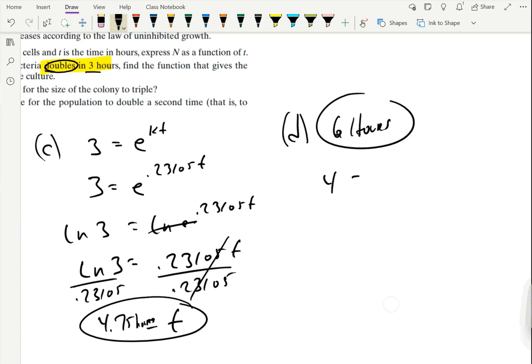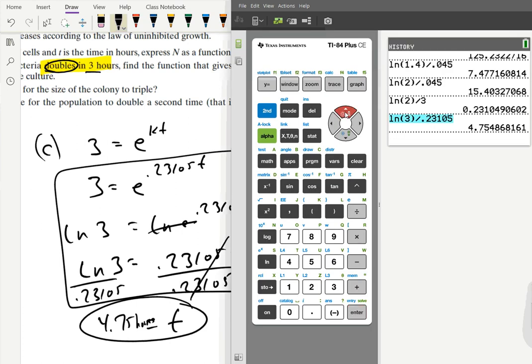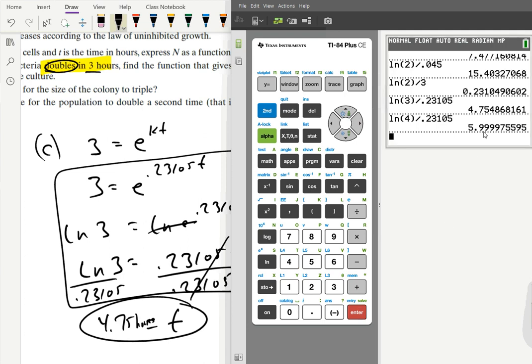We would do 4 equals e to the 0.23105 t. Well, I know towards the end I'm going to end up with natural log of 4 divided by 0.23105, and that's going to be t. So I'm going to skip this whole section and just go straight to the end. And let's see what we end up with. How close are we? I'm going to go back up here, just up arrow twice, that way it copies that immediately. I'm going to go over here and just type 4 in its place. And we end up with 5.99997. That's pretty daggone close to 6.